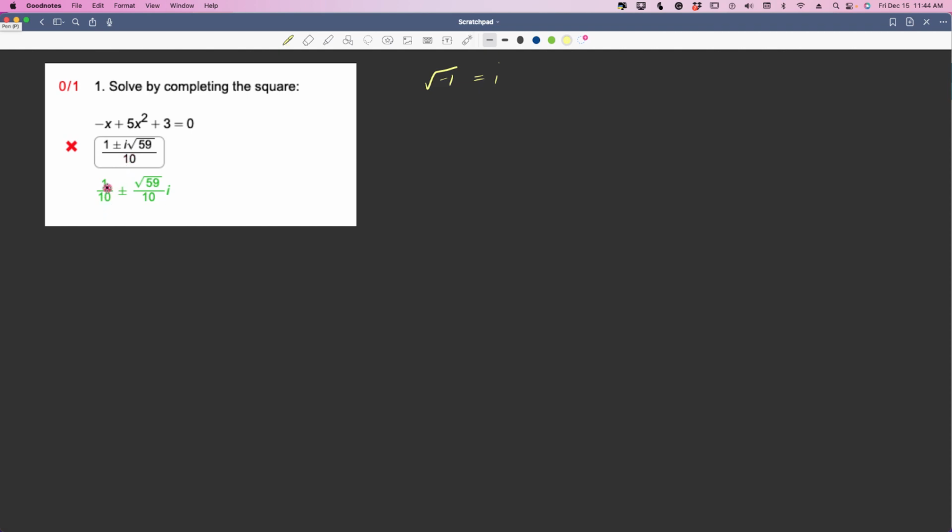You've got to put it in separate terms. So you split it, give it the same denominator because it has the same denominator. But then you've got to have that 1/10 plus or minus the square root of 59 over 10 with the i to the side. And that's how we have to do it. Sometimes you can get away with 1 over 10 plus or minus the square root of 59 i over 10. That's not wrong, and it is technically correct, but most of them want to see the i to the side.